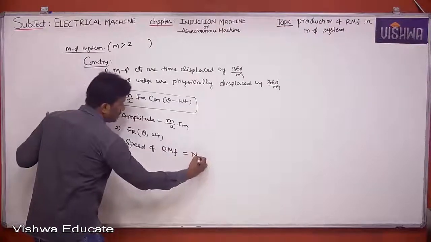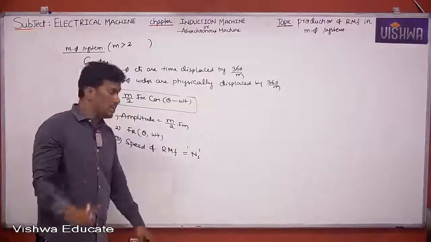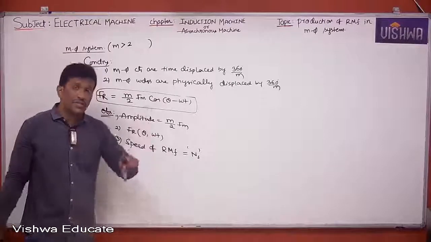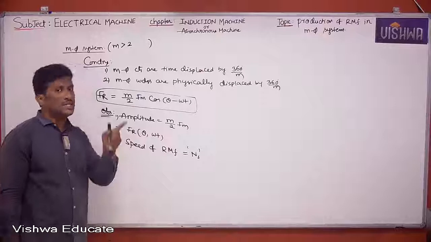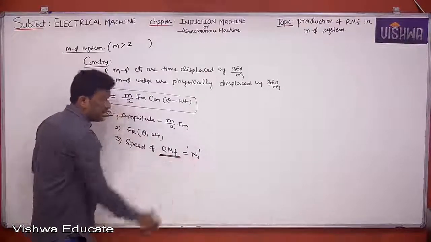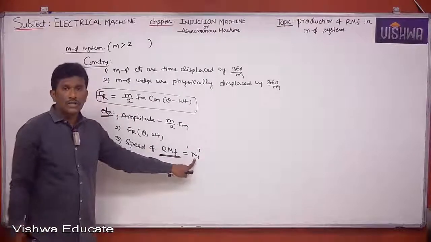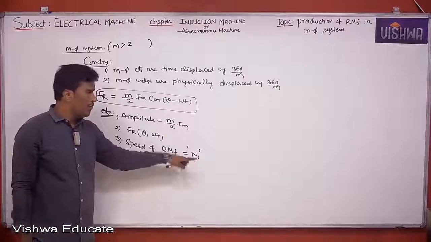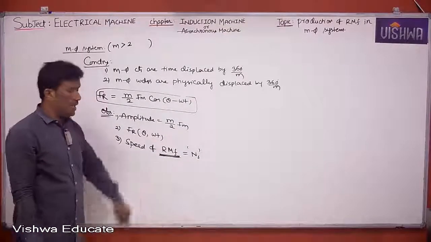Speed of RMF equals ns. Don't confuse speed of RMF with the speed of motor. Speed of motor means N less than ns. I am saying the speed of RMF, which will equal ns. For three phase also, in case of a three-phase induction motor, the speed of RMF is ns. For any number of phases, the speed of rotating magnetic field equals ns only.